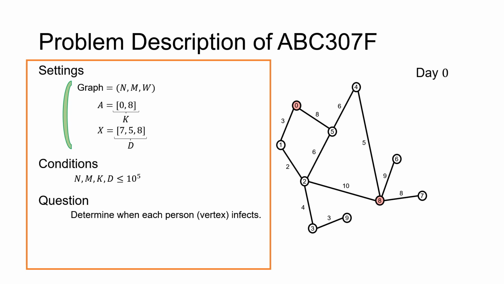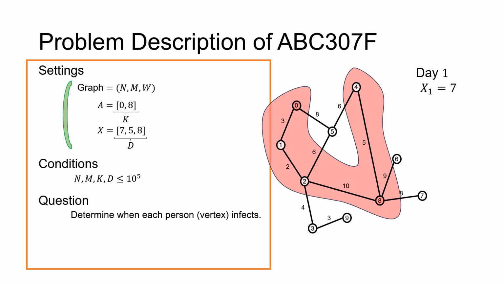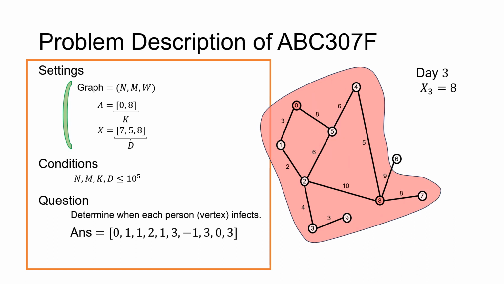On day 0, person 0 and person 8 get infected. On day 1, with an impact value of x1 equals 7, persons 1, 2, and 4 get infected because they are within a distance of 7 from either person 0 or person 8. On day 2, with an impact value of x2 equals 5, person 3 gets infected. Finally, on day 3, everyone except person 6 gets infected. Our goal is to determine the day when each person gets infected. So the answer for this example is as follows.